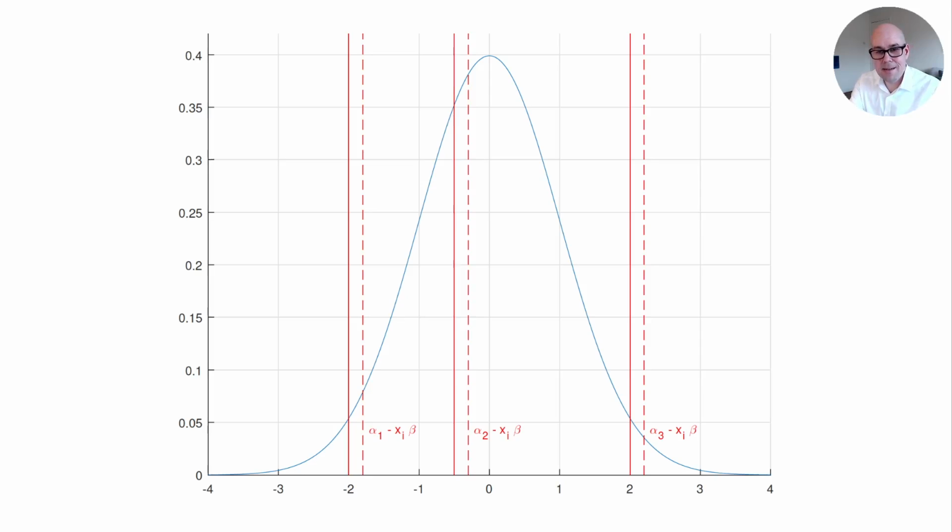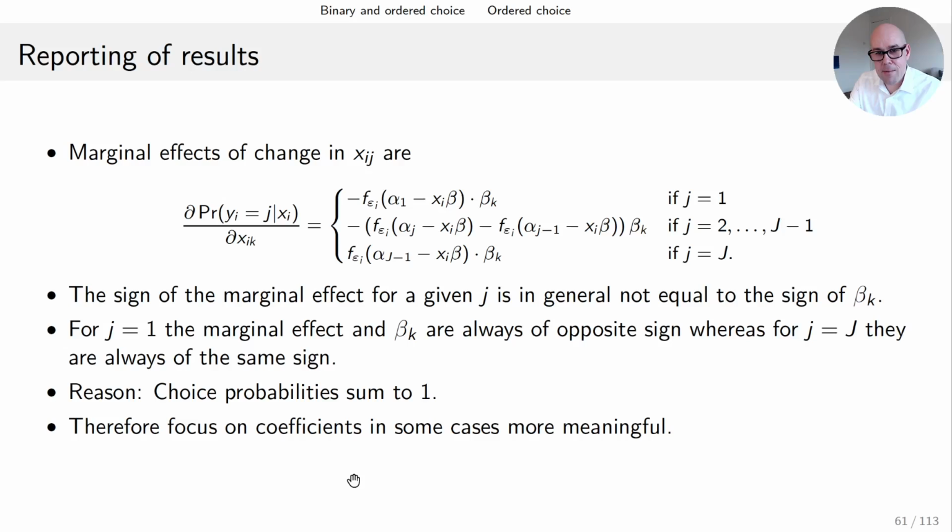So what you see here is that what matters is the difference in the density evaluated at a higher threshold and the density evaluated at the lower threshold. And let me just go back one slide. So here you see exactly how it works. It's the density at the higher threshold minus the density at the lower threshold, and then with a minus.